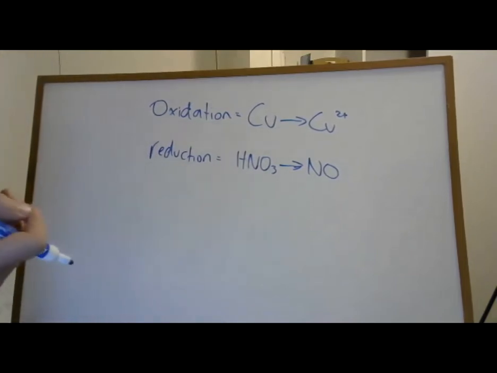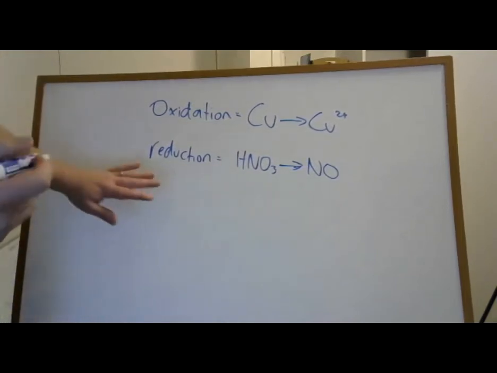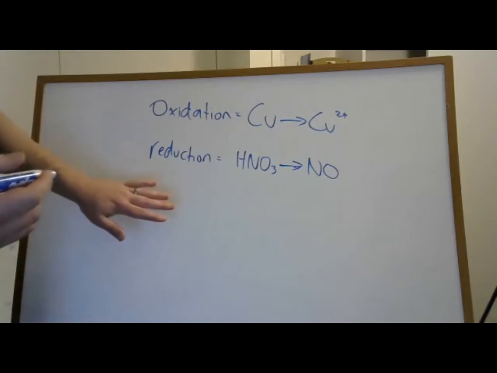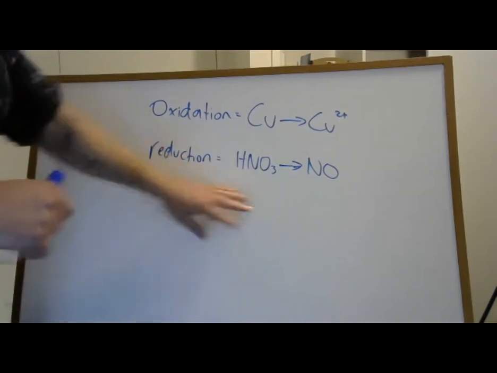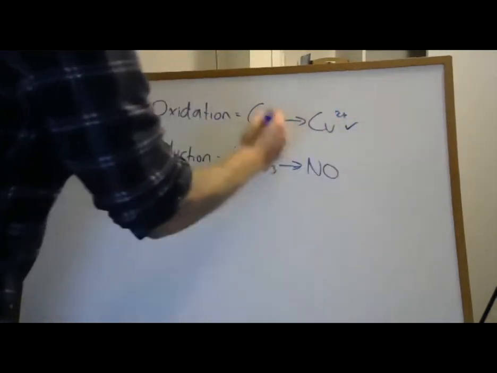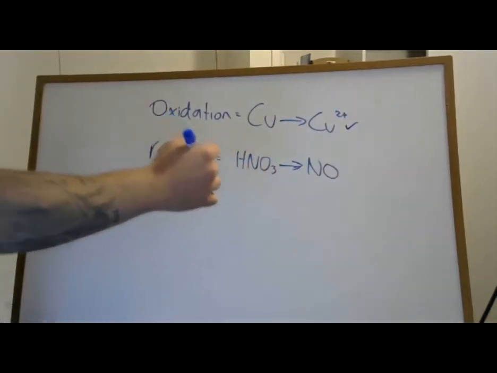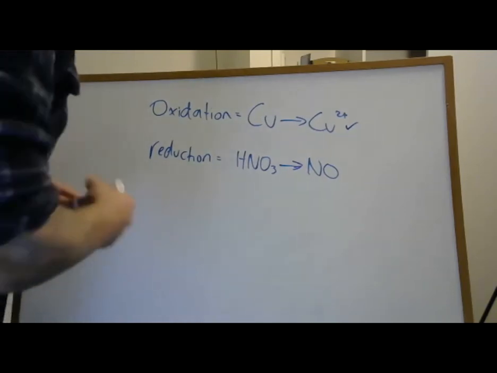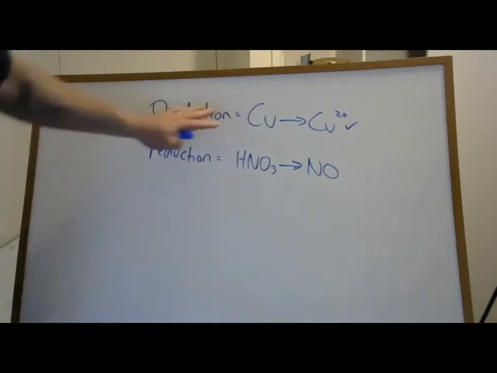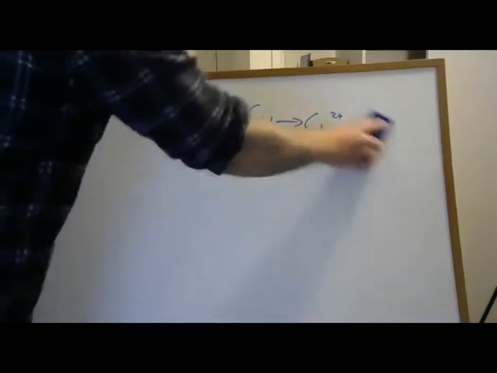So we need to do a couple of things. These equations aren't balanced. Well, this is 1 copper, 1 copper. But this has an extra hydrogen and 2 extra oxygen. So we take the oxidation reaction, it's balanced in terms of copper.